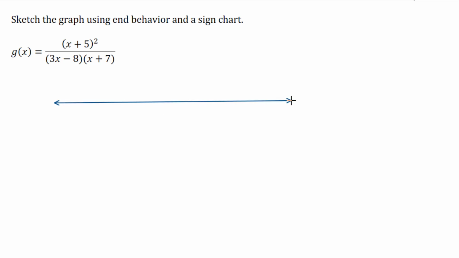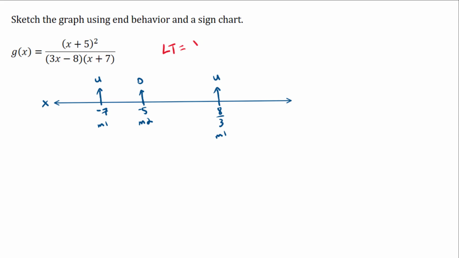We have 3 zeros in critical values. -7 is first. Multiplicity 1 makes the function undefined. Then we've got -5. Multiplicity 2 makes the function equal 0. And we have +8/3. Multiplicity 1 makes the function undefined.